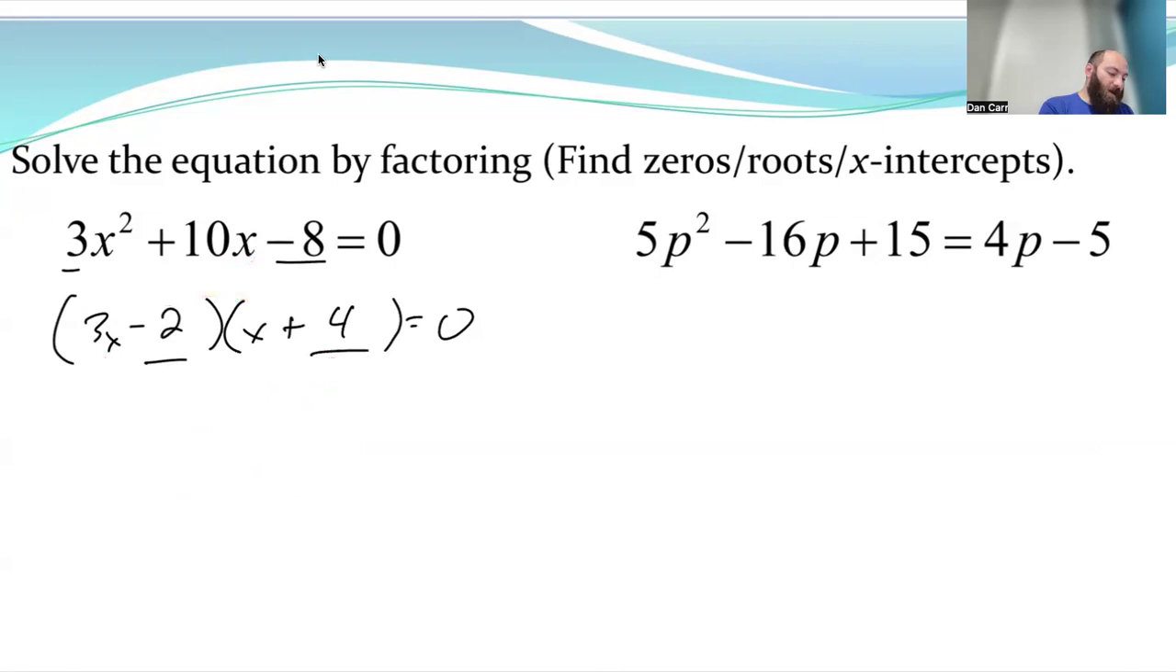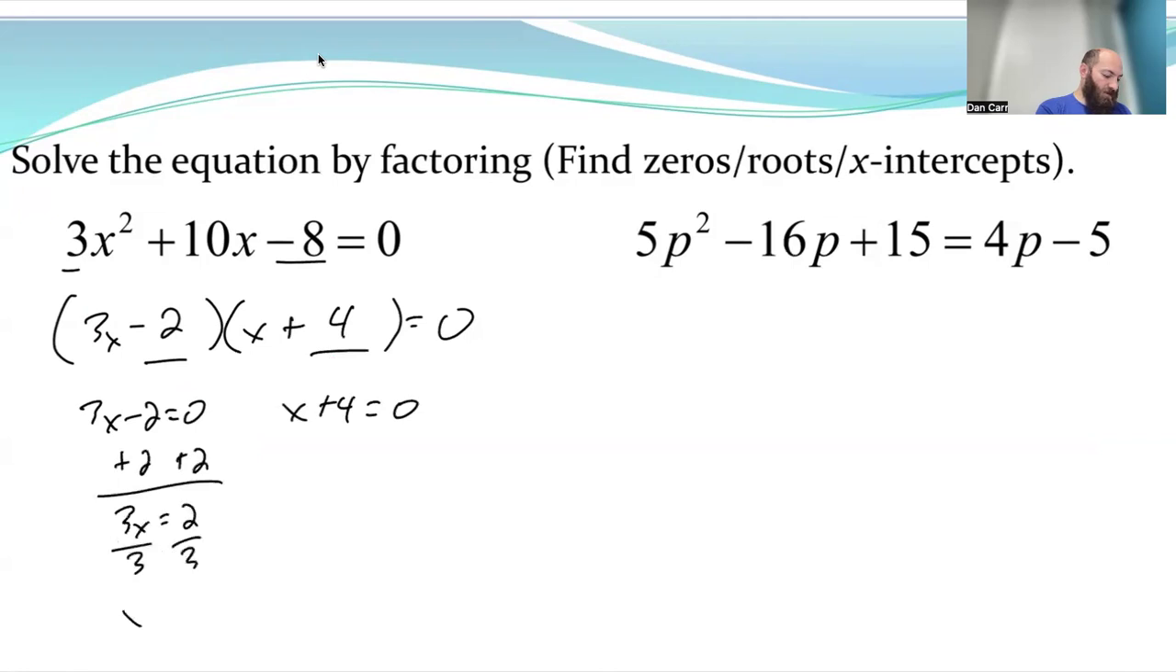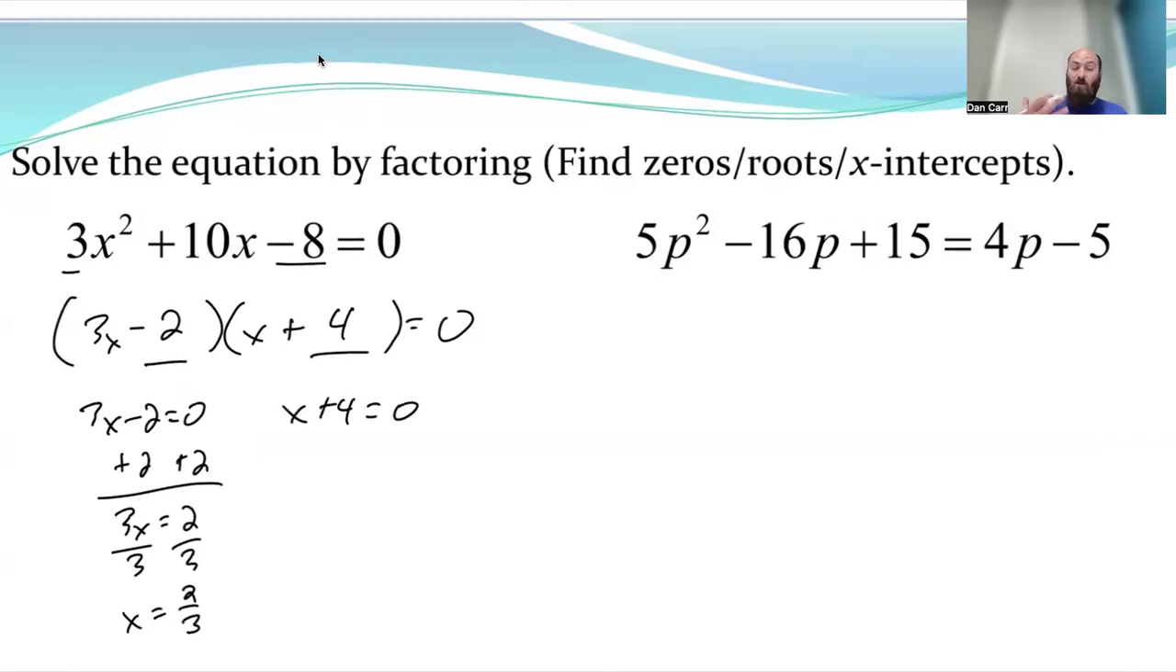Okay. So from here, I'm going to use my zero product property just like before. Got 3x minus 2 equals 0 and x plus 4 equals 0. So we can add 2, make it 3x equals 2, and then divide by 3, so x equals 2/3. So now with these types of factoring problems, we do get decimals or fractions as our answer.